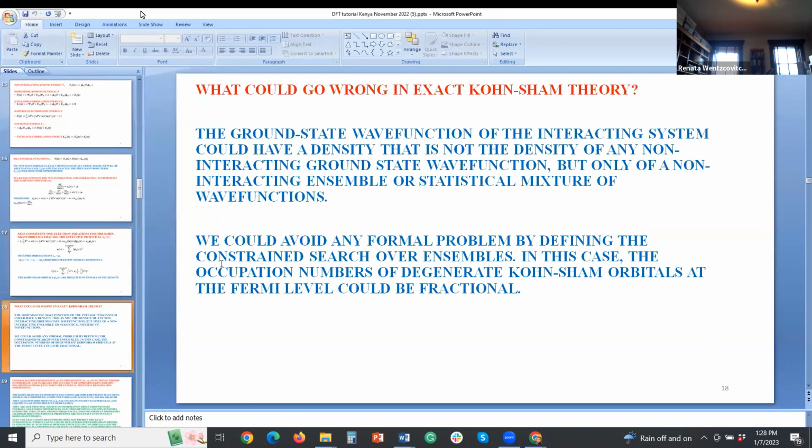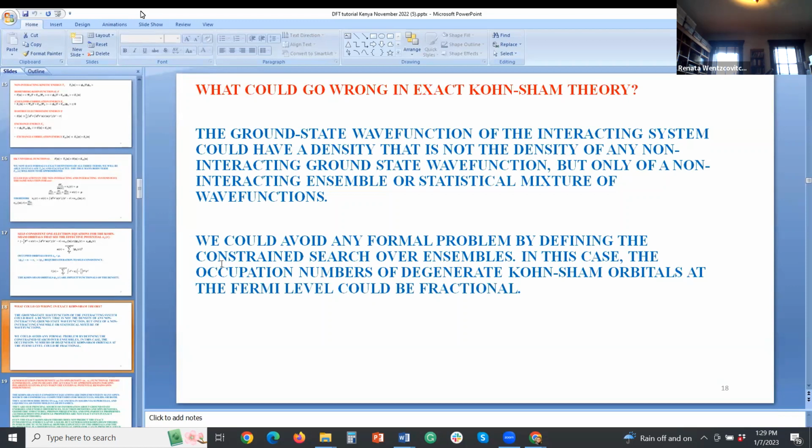Can anything go wrong in the Kohn-Sham theory, the exact Kohn-Sham theory that I've shown you so far? Well, something could sometimes go wrong, because the ground state wave function of the interacting system could have a density that's not the density of any non-interacting ground state wave function. It would still, however, be the density of a non-interacting ensemble, a statistical mixture of non-interacting wave functions.